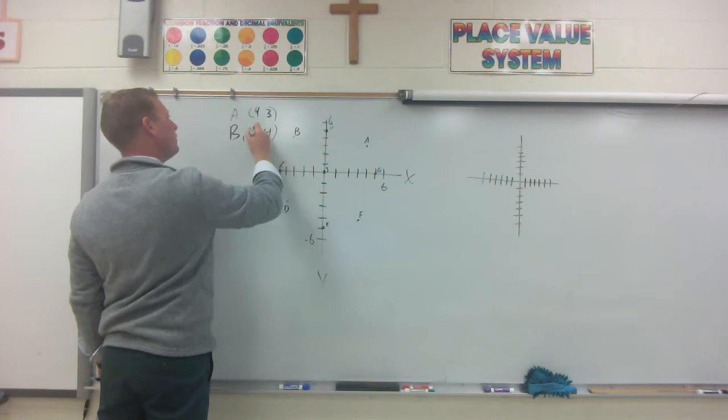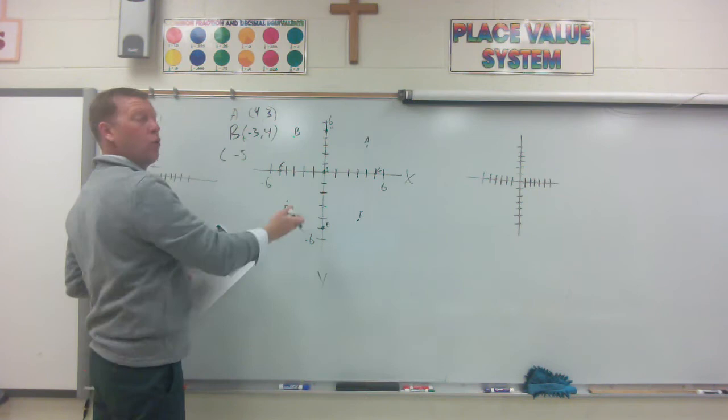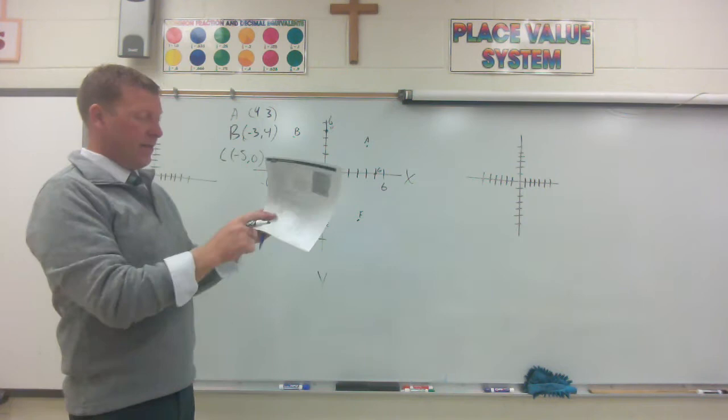And then point C. I go over, 1, 2, 3, 4, 5. So it's at negative 5. It doesn't go up or down at all. If it's on the line, guys, it's 0. So it's (-5, 0). That should be written into A, B, C there, and we're done with the first one. Flip it over.